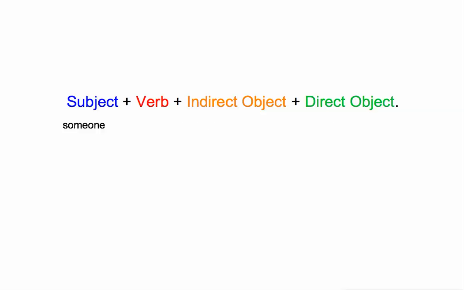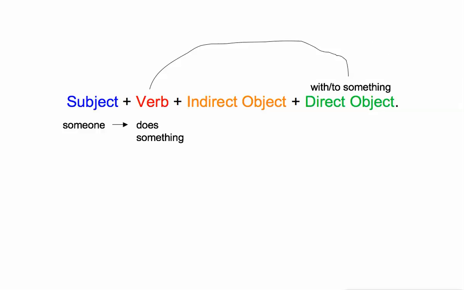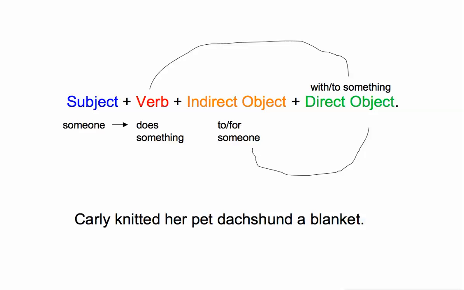Basically, what's happening in a sentence like this is that someone does something to or with something to or for someone else. So here's an example. Carly knitted her pet dachshund a blanket.